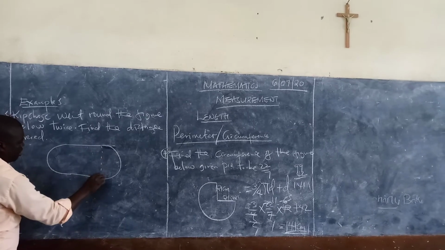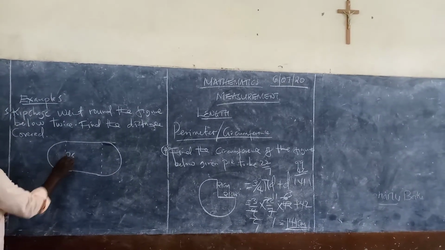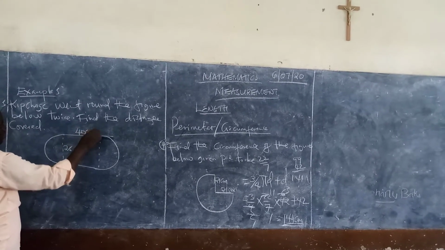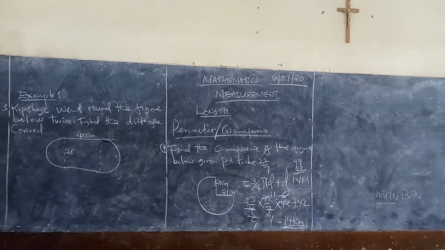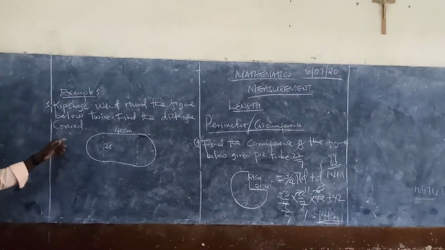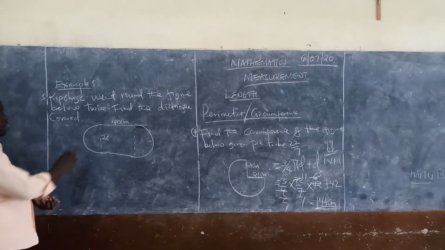So you have there, that is dotted. So we have that is 28, and that is 40. So we are saying that Kipchoge went round the figure below twice. Find the distance covered. So when you look at this figure, we have the two semicircles.